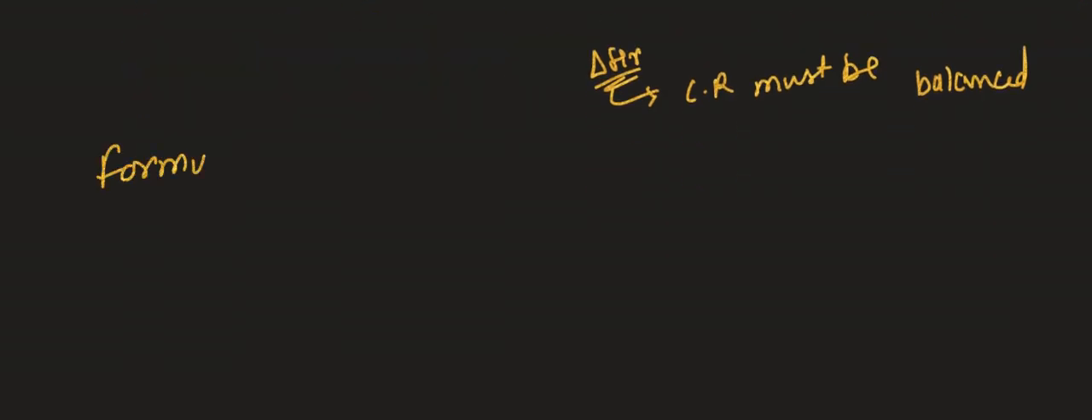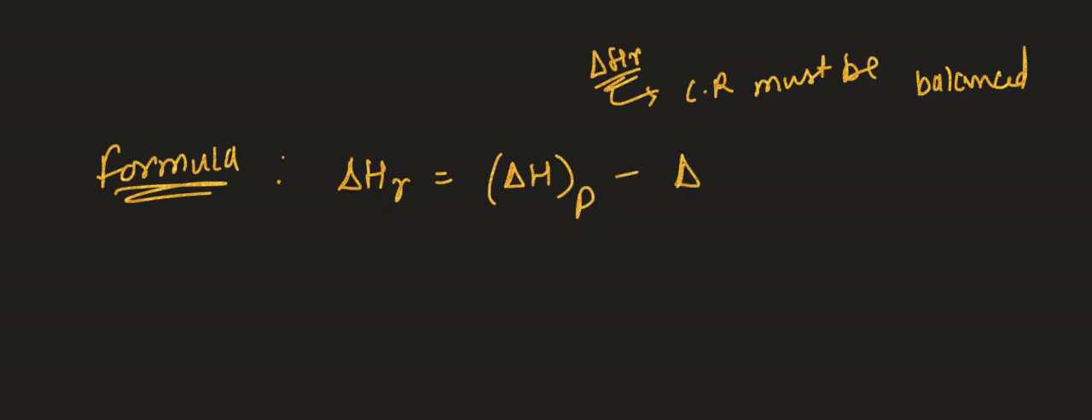Okay, so the thing you have to do in this chapter is just try to remember the formula. So what is the formula of delta HR? The formula of delta HR is nothing but delta H of product minus delta H of reactant. Clear till here? Just remember product minus reactant. Clear till here? Right. Moving to the next one.